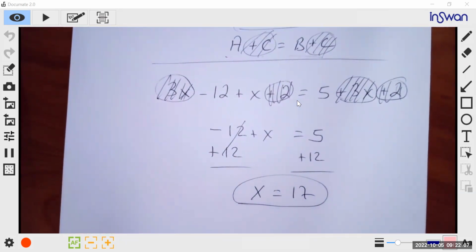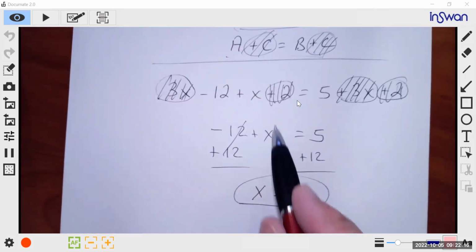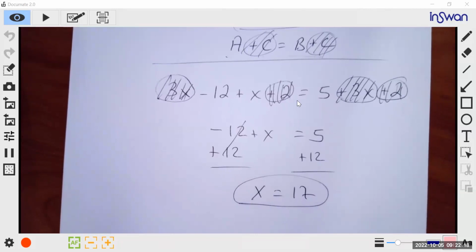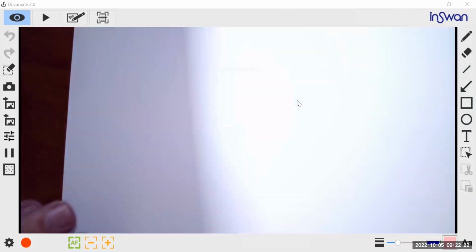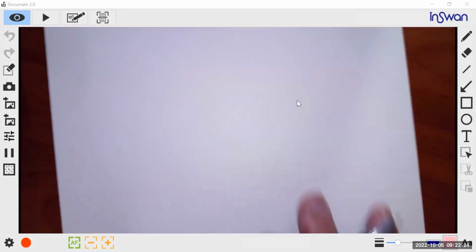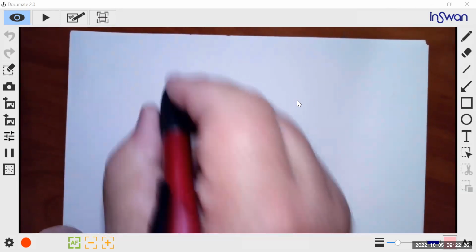So when you look at your equations, if it's exactly the same thing on both sides, adding or subtracting, if it's exact, get rid of it, because they did the same thing. So I made it smaller that way. Okay, that's a shortcut. Let's look at one with parentheses.